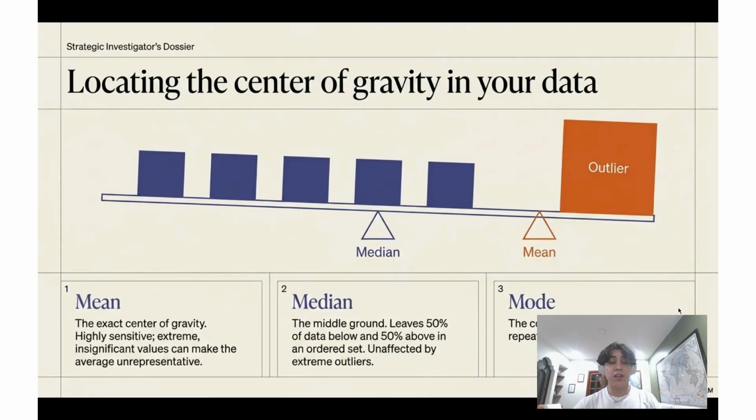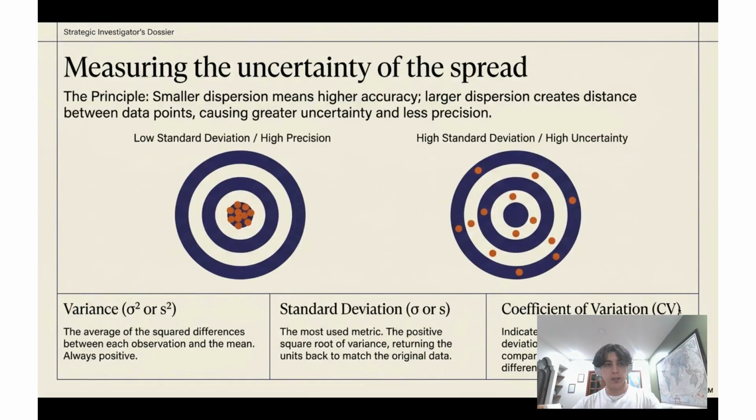can make the average unrepresentative. And the median, the middle ground, leaves 50% of data below and 50% above in an ordered set, unaffected by extreme values, unlike the mean. And the mode is the single most repeated value in a list of data.